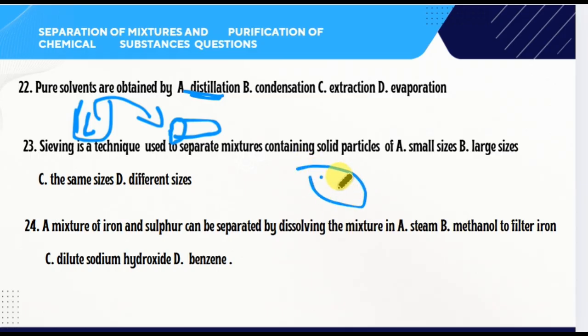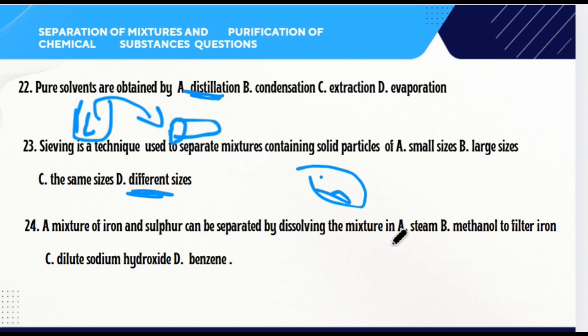While those bigger than the size of the sieve are going to remain in the sieve. So sieving is used to separate particles of different size. If they are of the same size, there will not be separation. It is not necessarily they are smaller size. It is not necessarily they are larger size. So the answer is different size.